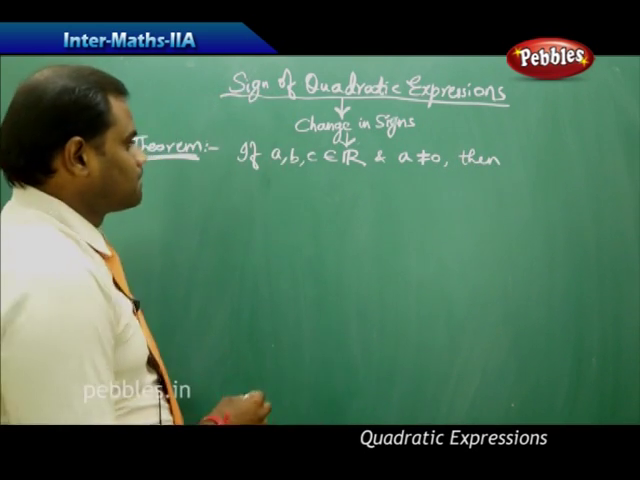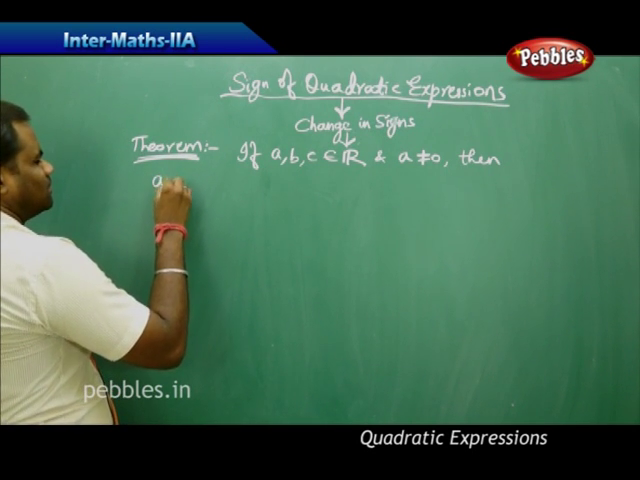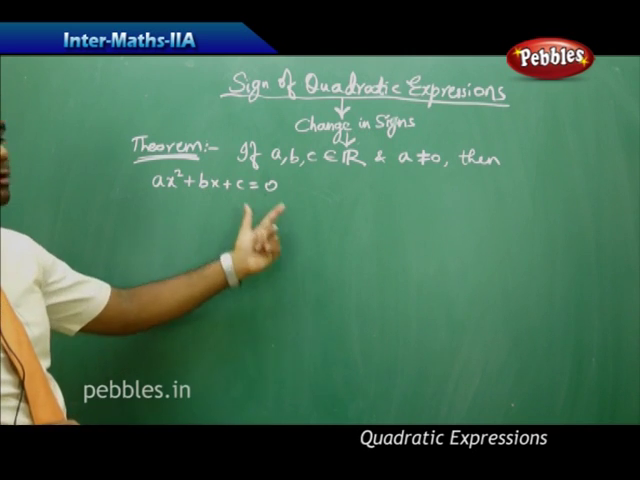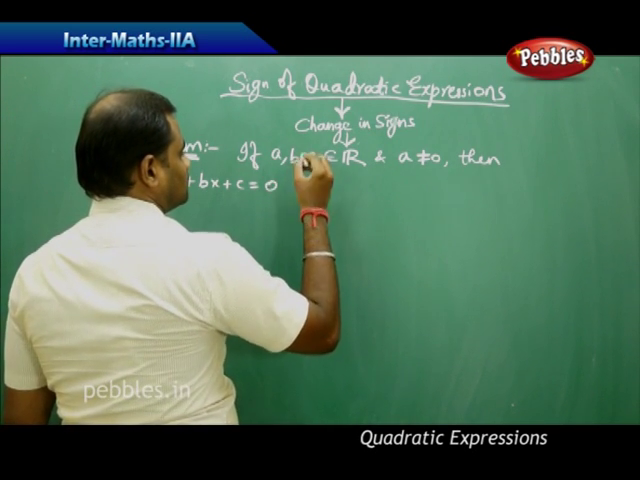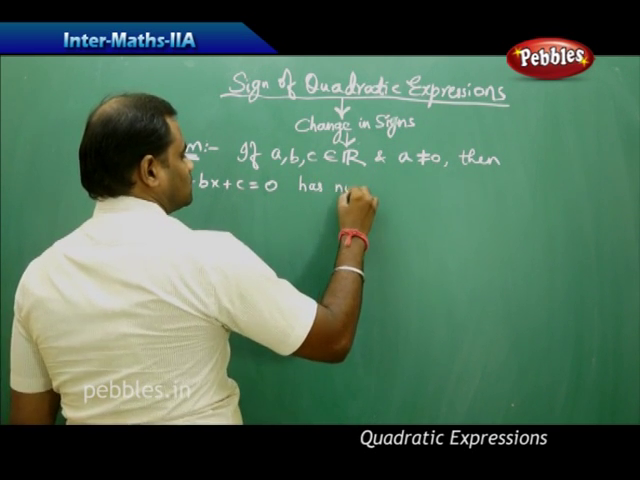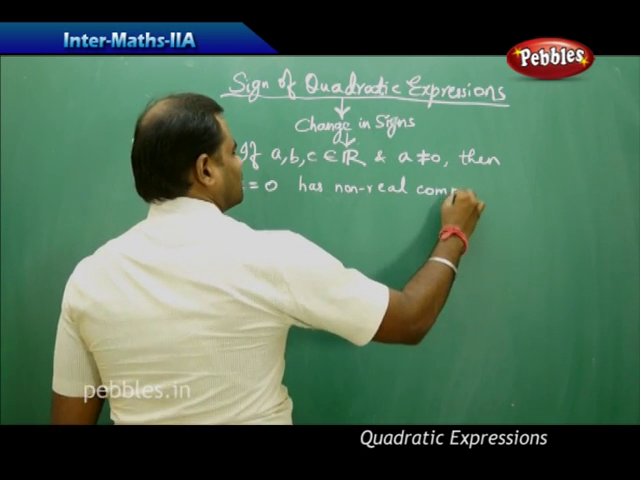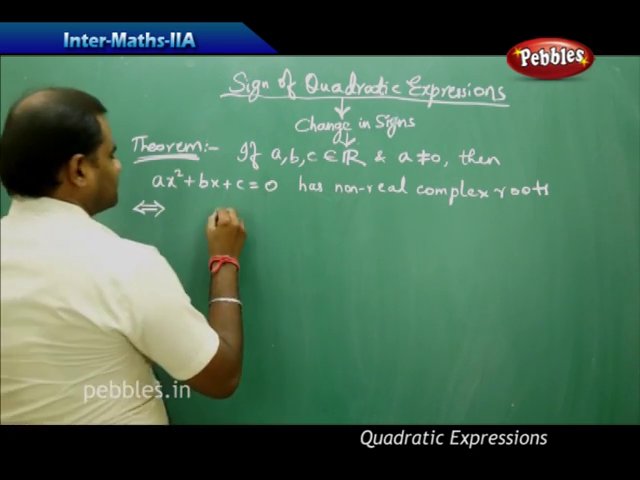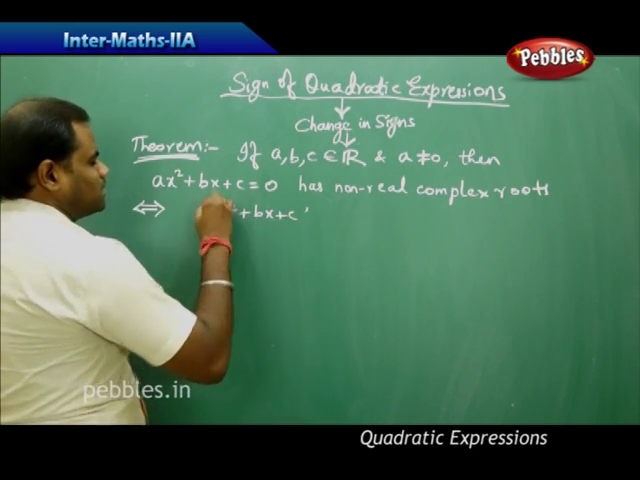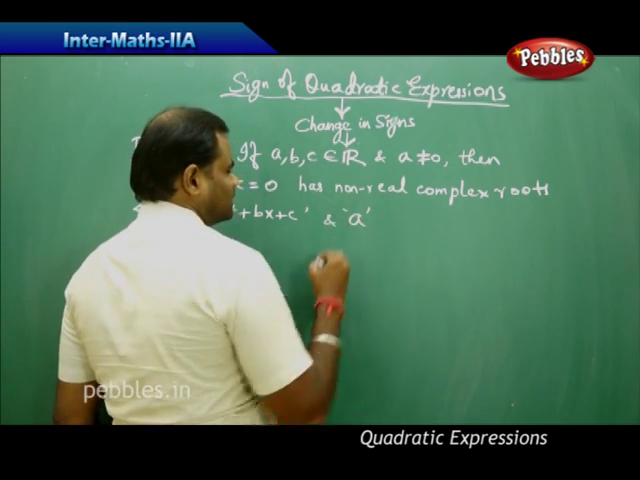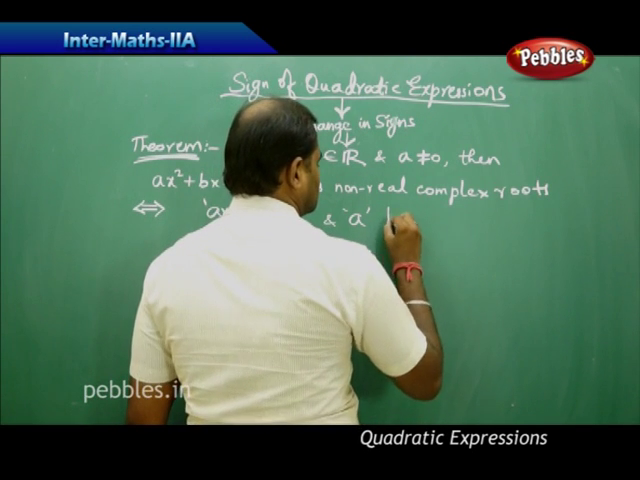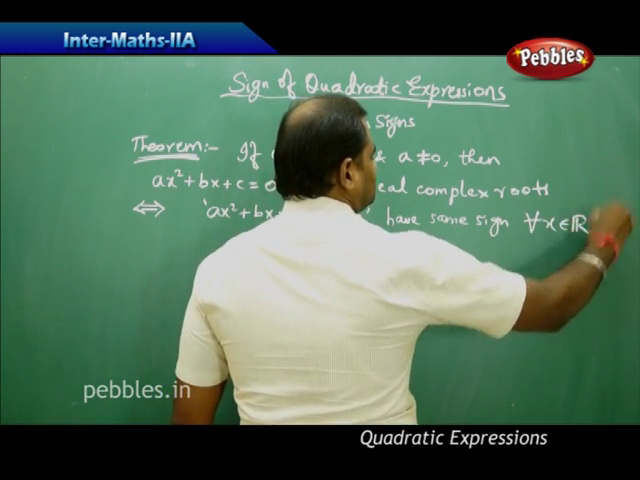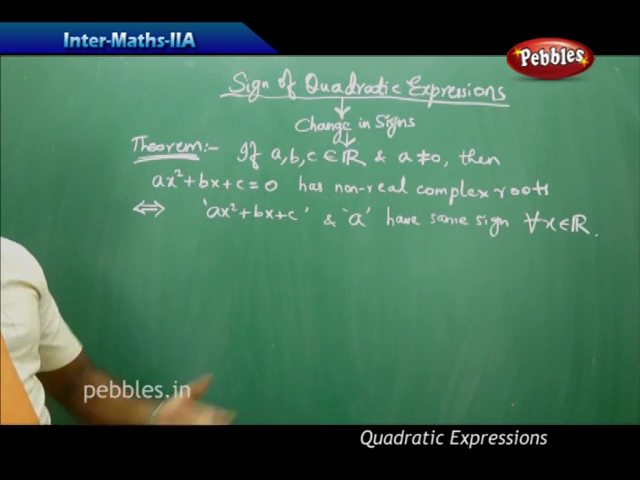then I have to prove that the quadratic equation ax squared plus bx plus c equal to 0 has non-real complex roots if and only if the expression ax squared plus bx plus c and a, that is the coefficient of x squared, have the same sign for all x belonging to real numbers. So this is the statement which I'm going to prove.